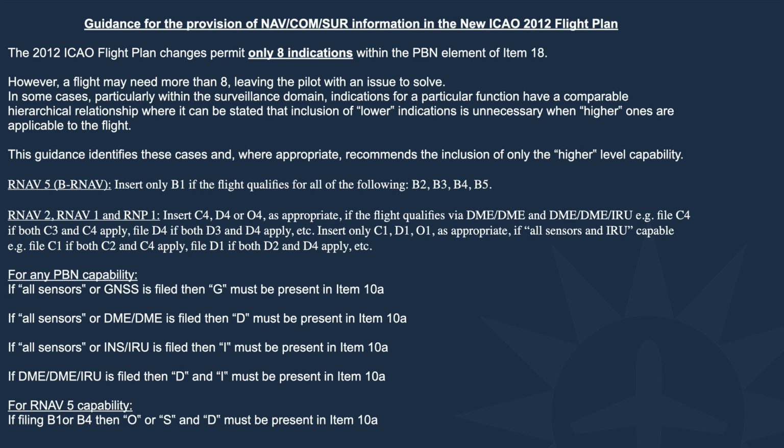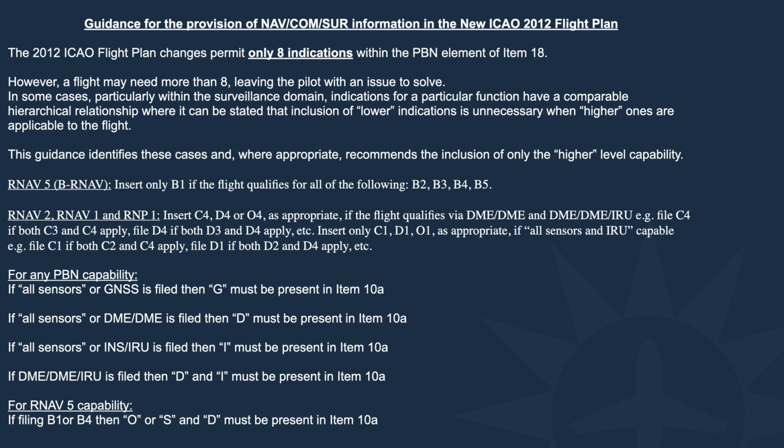So what they basically are telling you is put in the most appropriate or the highest capable PBN code that's required for your particular flight. So sometimes you may have to juggle your PBN codes in and out depending on where you're going, but that is the guidance that we've gotten from the FAA. And again, I'm going to share this document in its form from the FAA with you at the end of this webinar. So hopefully you're still awake after all that.